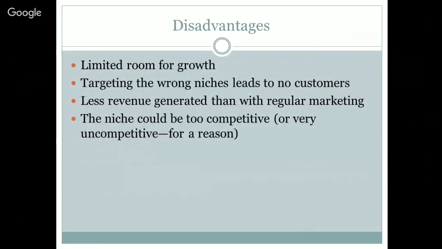However, there are some disadvantages to niche marketing. There's limited room for growth because only a few people are seeing your ads. If you're targeting the wrong niche, that can lead to you getting no customers at all, which would be just a complete waste of the amount of money that you spent, even if it is small. No matter what, less revenue is going to be generated in niche marketing than with regular marketing.